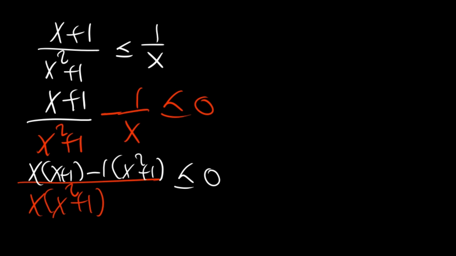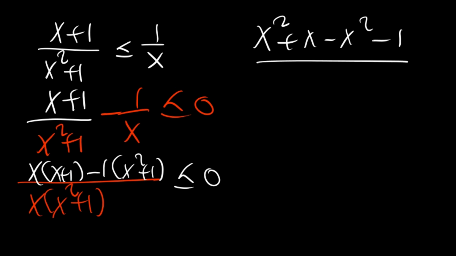So x times x is x squared plus x, minus x squared minus 1. Divide this by x squared plus 1, less than or equal to 0. Up to this point, any problem?